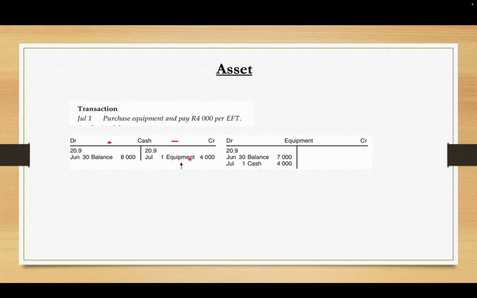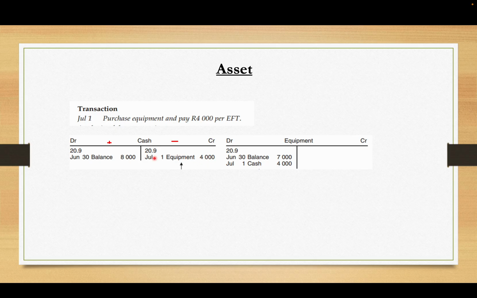The reason why they wrote equipment is that you can't write bank as the account. Because remember, what account is it affecting? It's affecting equipment. That's why they write equipment. It shows in my bank general ledger that I spent 4,000 on equipment. That's how you should read it. So I purchased equipment and paid 4,000, right? In my bank general ledger, I bought 4,000 worth of equipment.